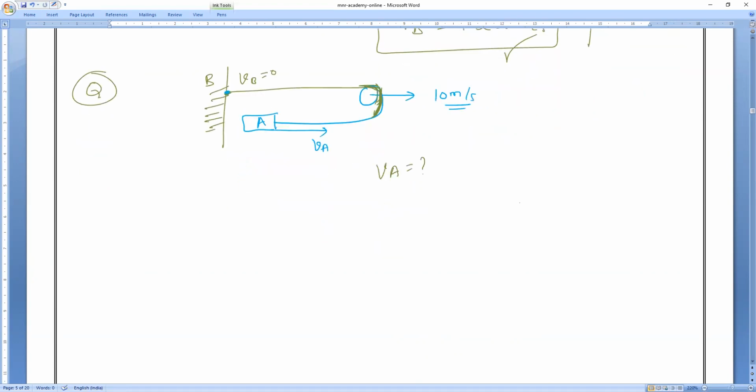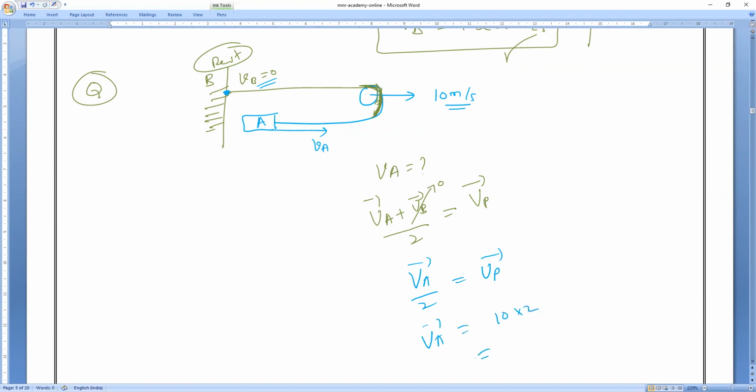Again the same formula. All of you verify it and tell me what the formula is. Velocity of A plus velocity of B divided by 2 equals velocity of the pulley. We all know that velocity of B is zero, since it is at rest. It is an attached, fixed point, so its velocity is 0. So VA divided by 2 equals VP. So VA equals VP value 10 into 2, which is 20 meter per second. That is what you have to do.